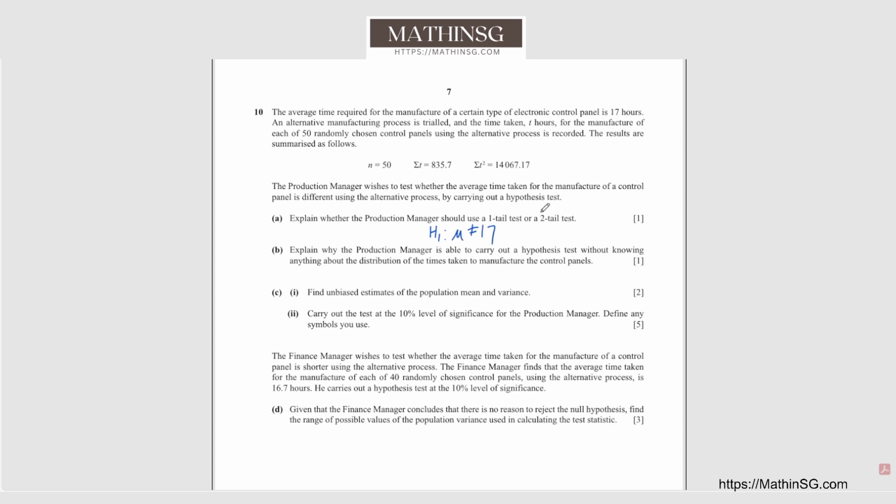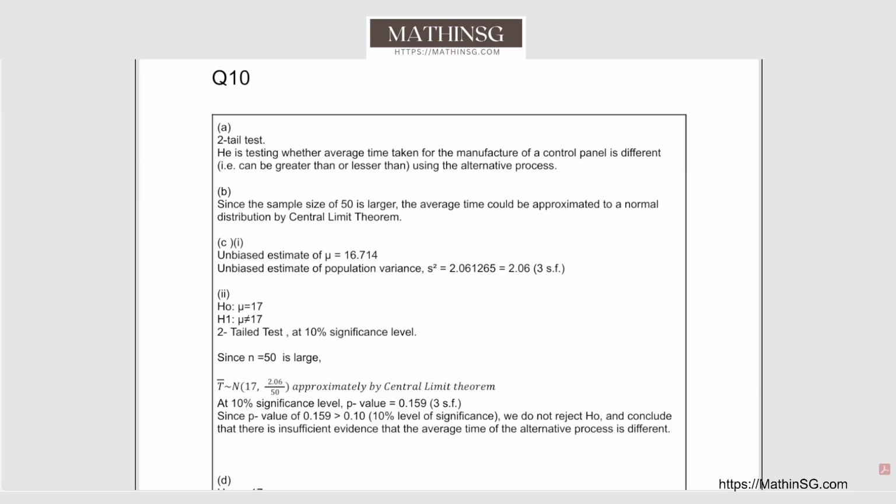Therefore, it is a two-tailed test. It's a two-tailed test because he is testing whether the average time taken for the manufacture of a control panel is different using the alternative process. So it can be greater, it can be lesser than. So it is a two-tailed test. You only use a one-tailed test if it's more than or less than.